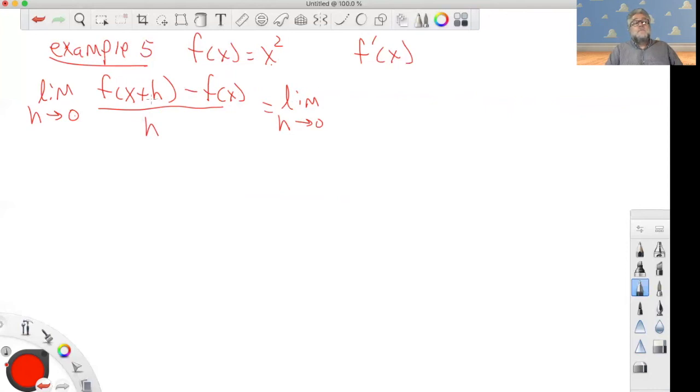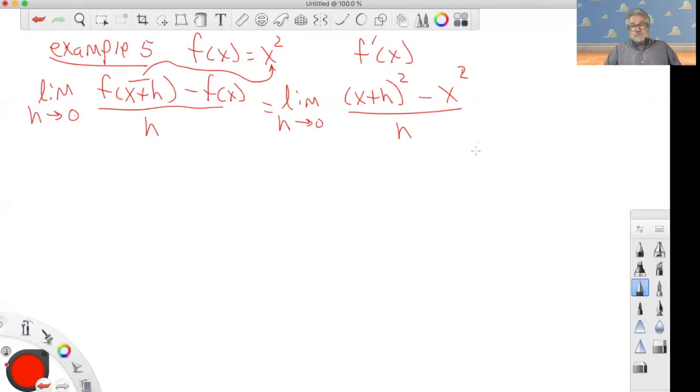So f of x plus h is going to be x plus h squared, because I'm plugging x plus h into my function f of x. So I put x plus h into x, and it says square it, so okay, I'll square it. Minus f of x, and f of x is just x squared, all over h. Okay, what do we do next?